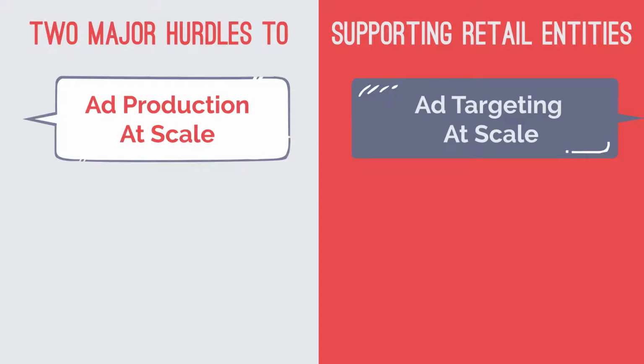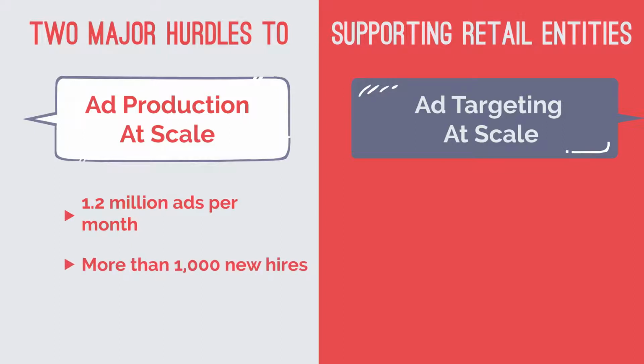Any consumer brand like Absolut would need to create 1.2 million unique carousel and video ads per month. With Adobe tools and servers, this would require more than 1,000 new staff members and cost over $150 million annually.